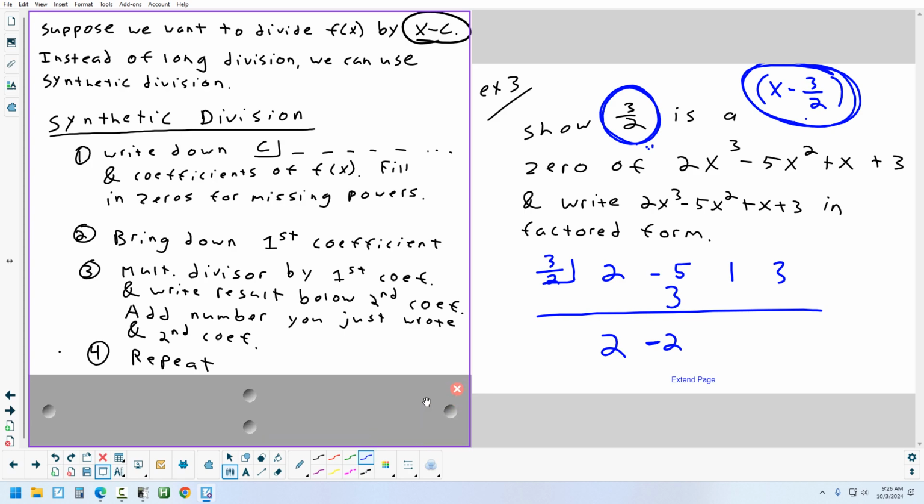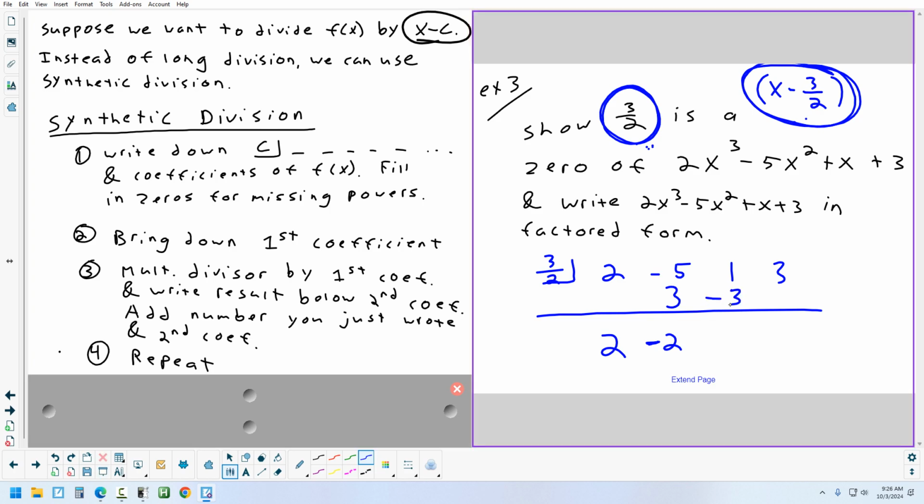When we're done, I'll explain what this bottom row means. It's going to be our answer. What's 3 halves times negative 2? Negative 3. And then 1 plus negative 3? Negative 2 again. Negative 2 times 3 halves? Negative 3. And negative 3 plus 3? 0. Okay. What do you think these numbers represent? 2, negative 2, negative 2, 0.